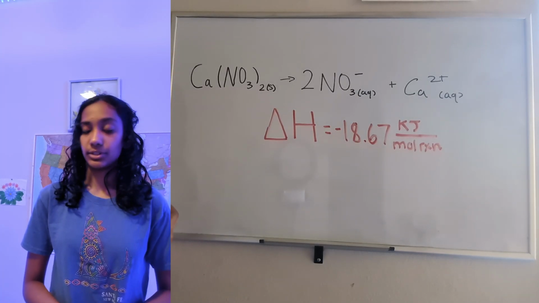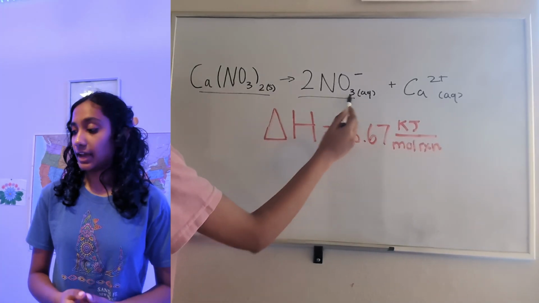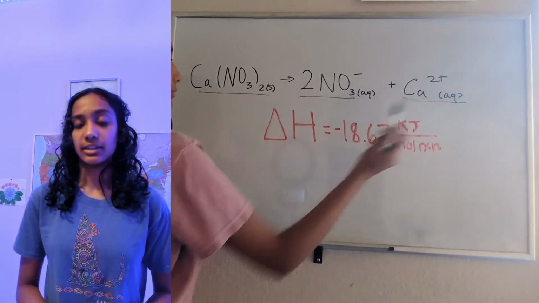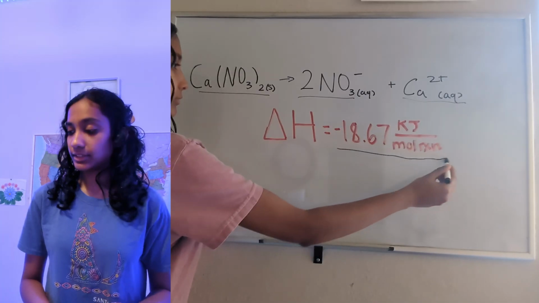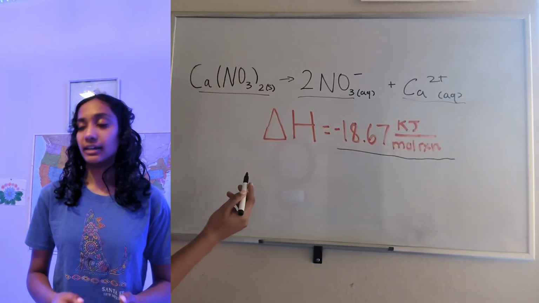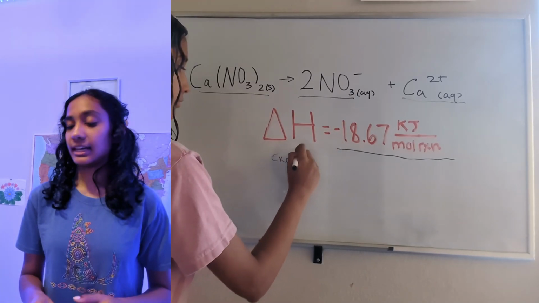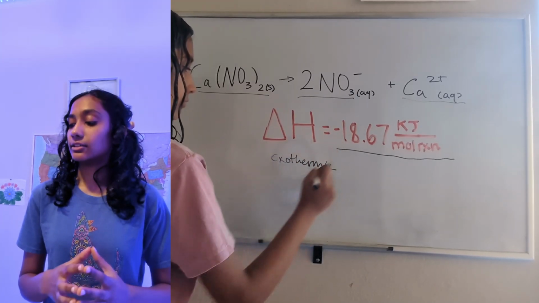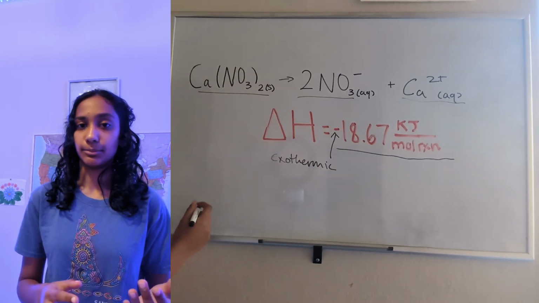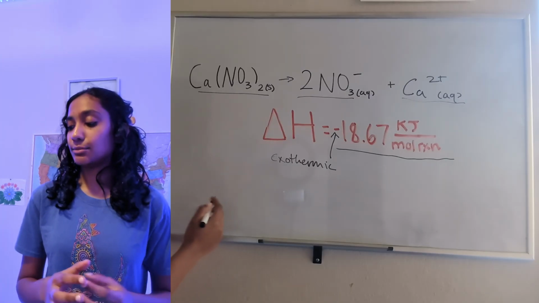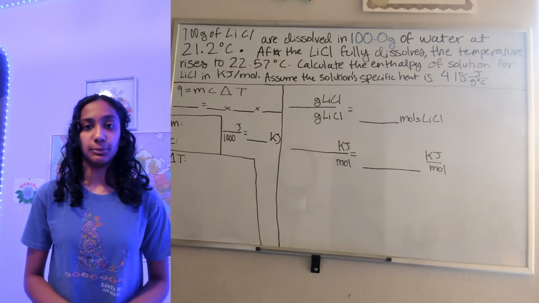Here we have a dissolution equation where calcium nitrate dissolves into 2 moles of NO3- and 1 mole of Ca2+. The delta H for this reaction is negative 18.67 kilojoules. Because it's negative, we know that this dissolution is exothermic, meaning that it releases heat. So, for every 1 mole of the reaction, which means for every mole of calcium nitrate that's dissolved, 18.67 kilojoules of heat are released. Let's try to do a problem with this.